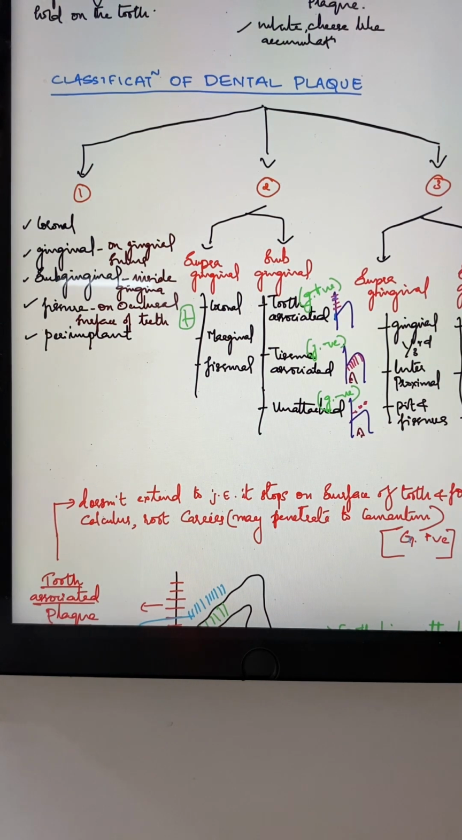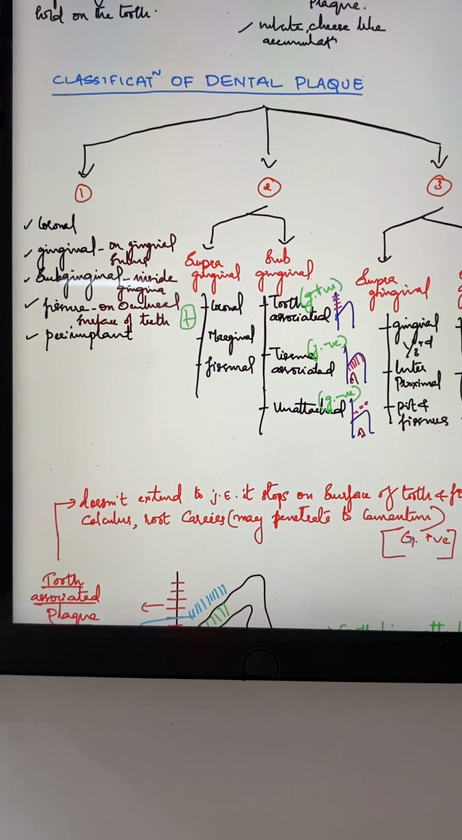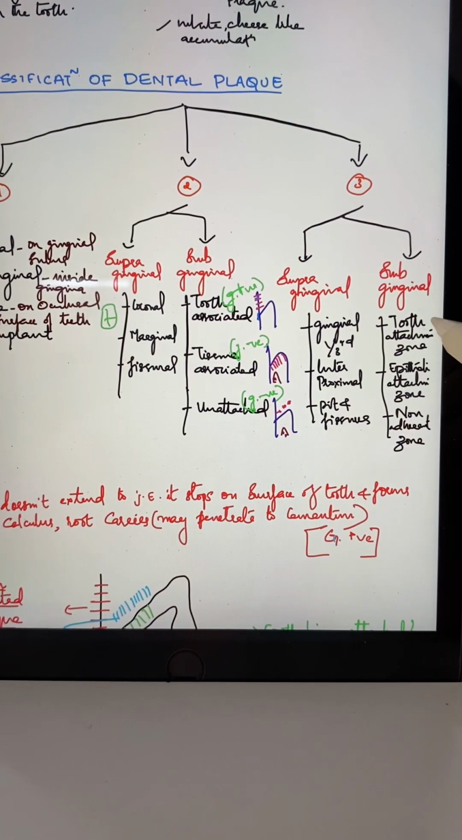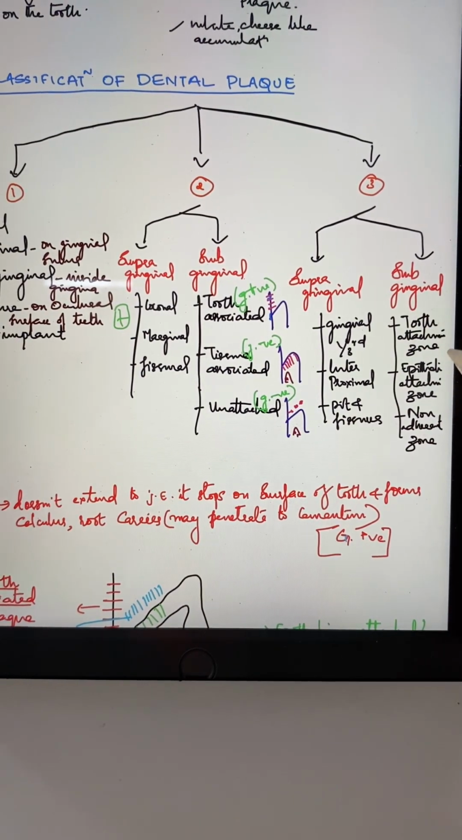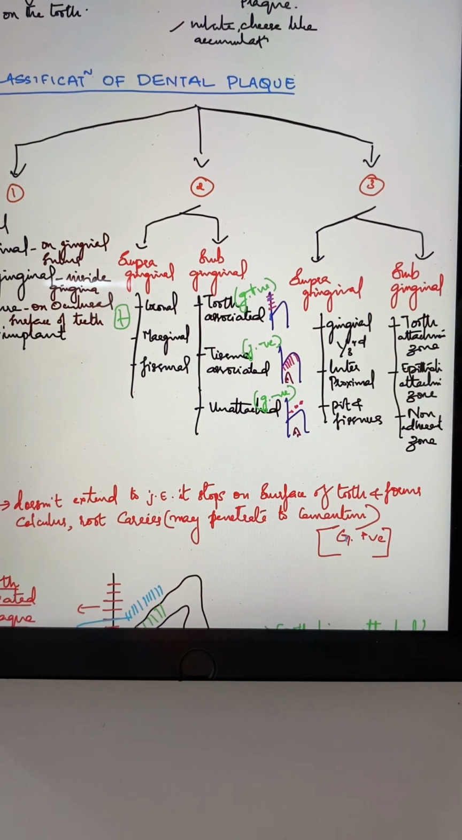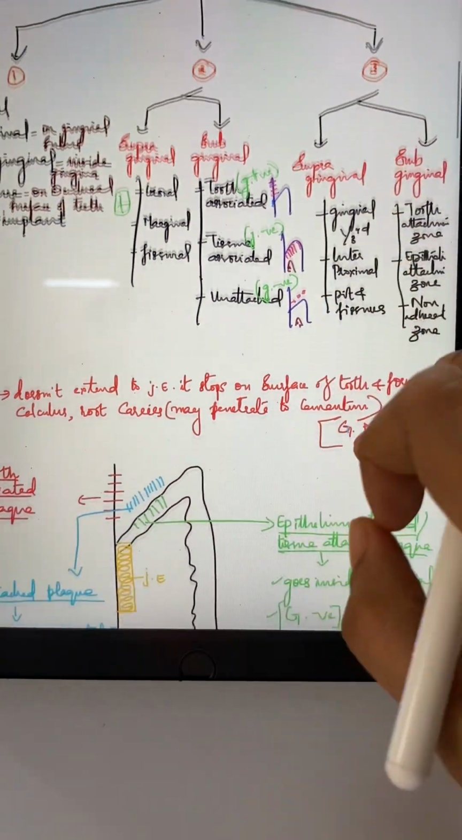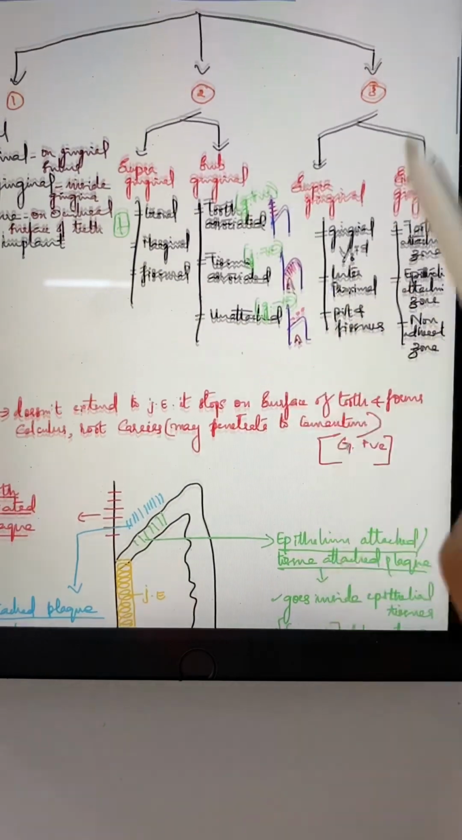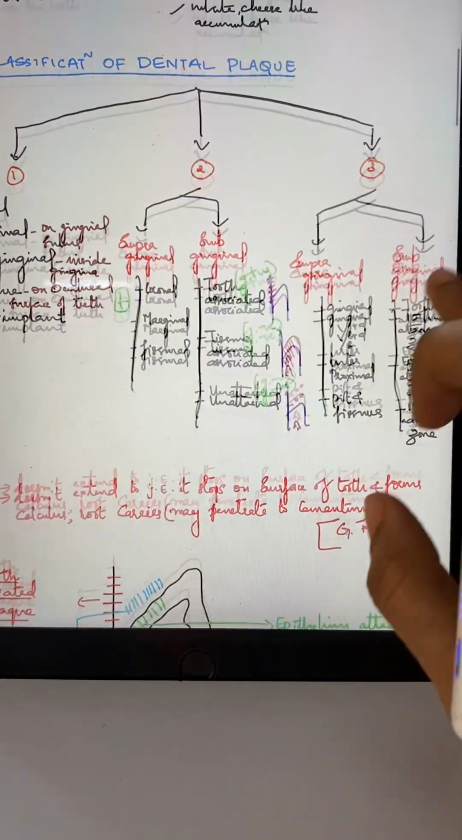Then the other type of classification is again supragingival and subgingival, but supragingival is divided into gingival one-third, interproximal, and pit and fissures, and subgingival is divided into tooth attachment zone, epithelium attachment zone, and non-adherent zone. The concept is the same, but the terms are a little different. That's the change that can be seen in this type of classification.